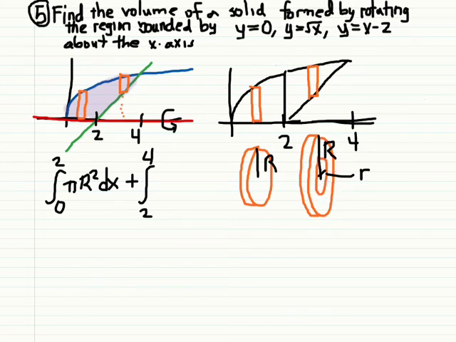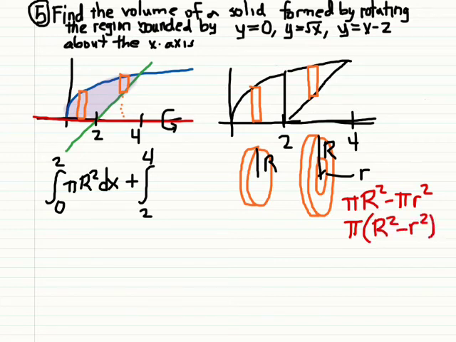And so this area of cross-section is going to be pi big radius squared minus pi little radius squared. That pi factors out, and so I get pi times big R squared minus little r squared. And so my integral is going to be pi times the big radius squared minus the little radius squared. There's the area of cross-section times the thickness that I add up.